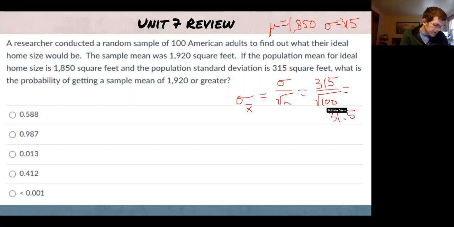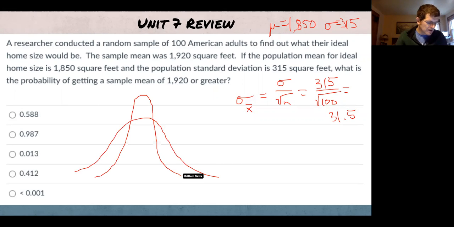So even though the population has a distribution that looks like that, the sampling distribution is going to look like this because when we take a bunch of samples, we would expect the sample means to be closer to the true mean than individual values would.